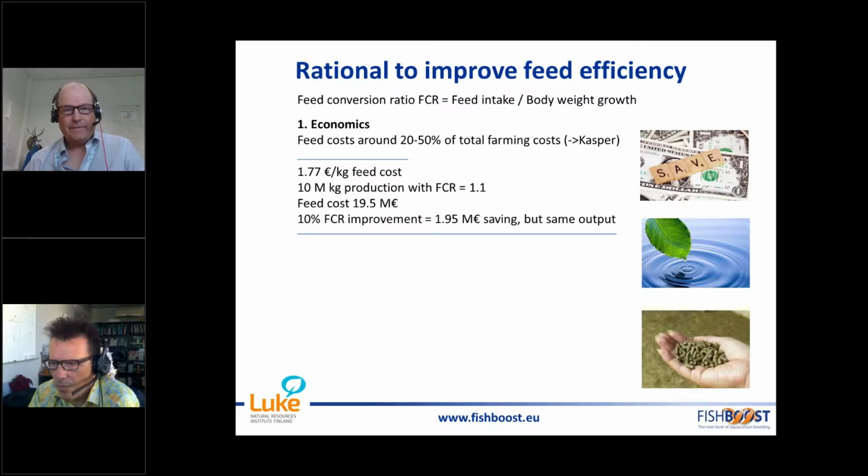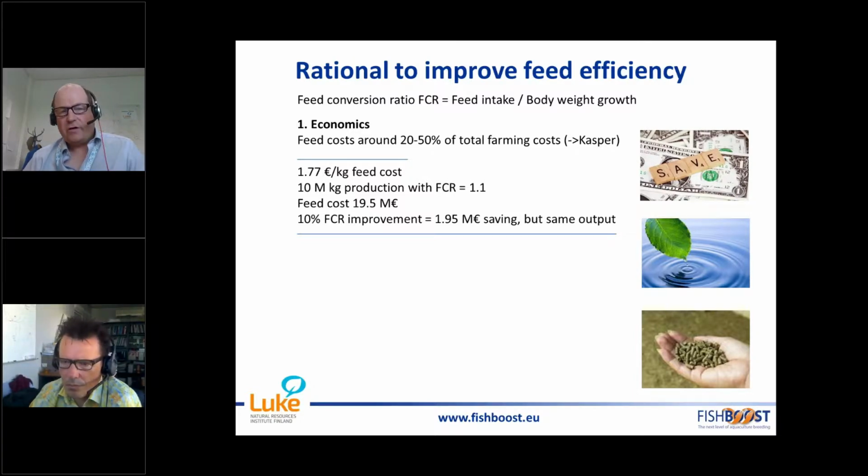It can also be defined as feed efficiency, and then we just reverse the order of the component traits, so it's growth divided by feed intake. It's not a big issue which one we use. The logic is the same. The first important reason why we improve feed efficiency is, of course, economics.